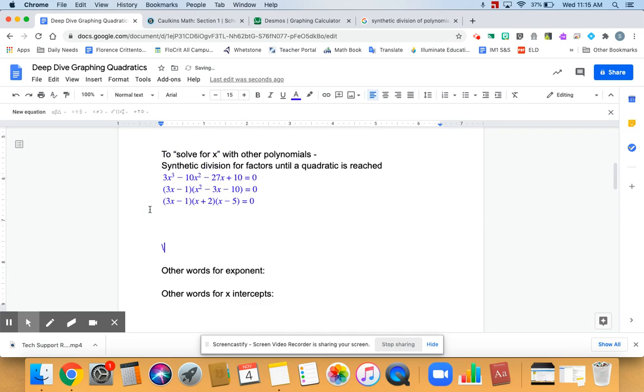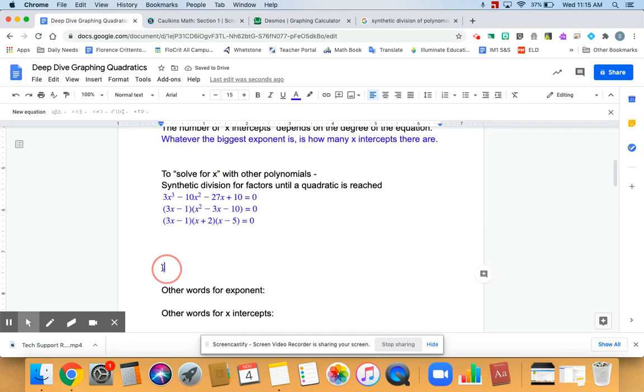So this right here is the same thing as this. If I were to remultiply it all out, I would get this one up here. However, now that it's all in factors, I can set them all equal to 0 and solve them for their x-intercepts.